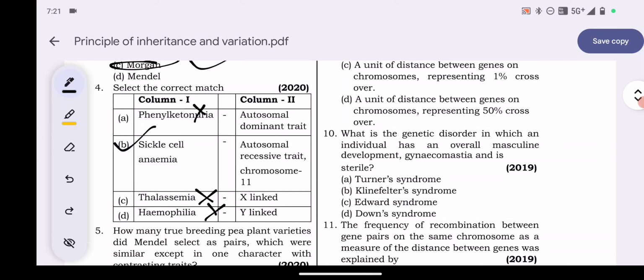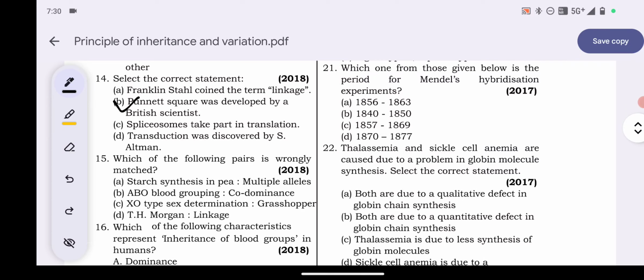R.C. Punnett, an English geneticist, devised the Punnett square in the early 1900s, who is also a British scientist. Okay. So this one is the correct one, and the others are wrong statements, because T.H. Morgan coined the term linkage, not Franklin Stahl.